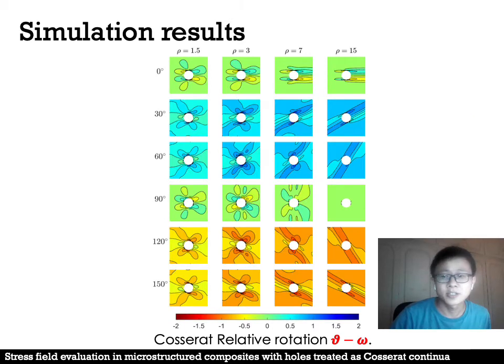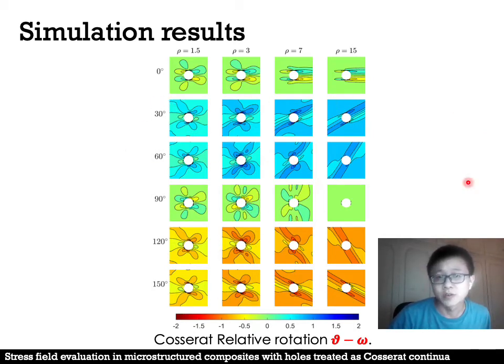This is the result of the Cosserat relative rotation. The relative rotation is a peculiar element of the Cosserat model, and it also has a direction effect on its distribution, and this effect is more evident as rho increases. For the central symmetric material.